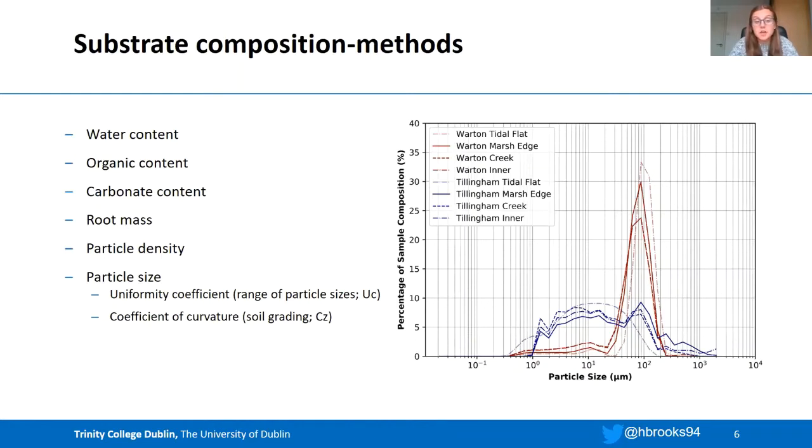So that's the uniformity coefficient and the coefficient of curvature. You can see on the right here my particle size results. In blue we've got the Tillingham results, which have a much finer grain size, but a platykurtic to mesokurtic distribution. With the Wharton measurements, we can see a coarser grain size, but with a much more leptokurtic distribution.